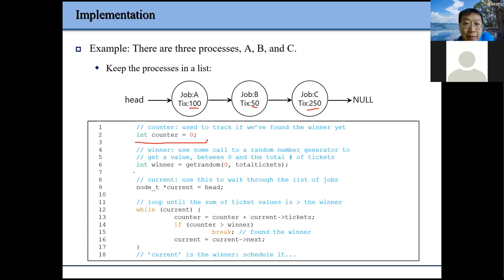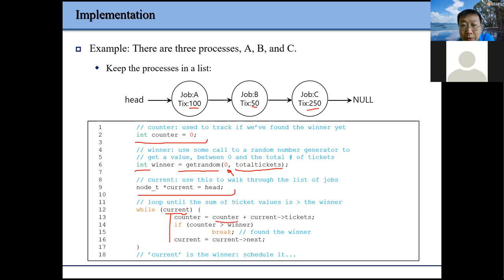Okay. Then, as we mentioned, we need a random generator. So here we can get a random number between zero and the total ticket. The total ticket, of course, we have to look at all the current jobs, then put their tickets together, and we get the total ticket. Okay. Then we go to our head here. Then you can see that if this is not null, we will go through inside this loop, we will go to each node, right?